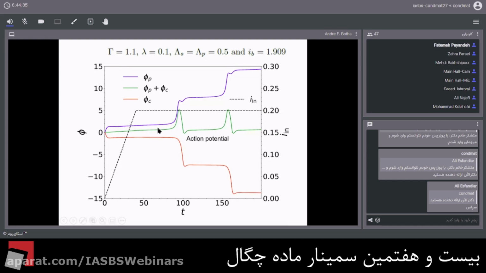And so one gets these pulses in the flux. In Josephson terms, it's called a single flux behavior. So that's the basic operation of how the neuron works.